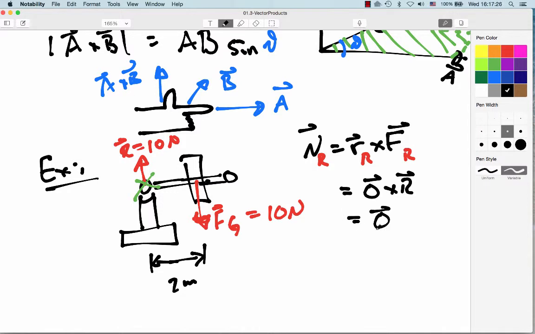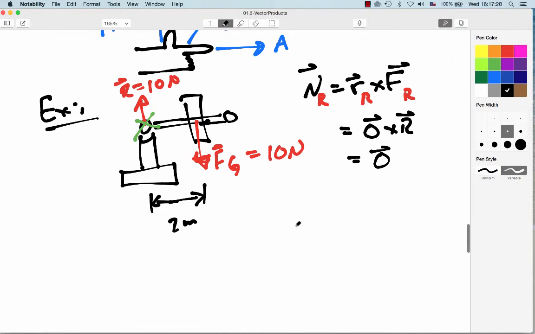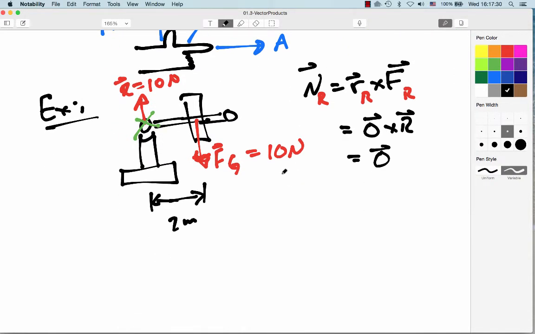Now the torque due to gravity, that will be a different kettle of fish. So that will be the torque due to gravity, equal to the position vector for the point of application for the force of gravity, there it is, crossed with the force of gravity itself. Okay, so this will be Rg cross Fg, like so.